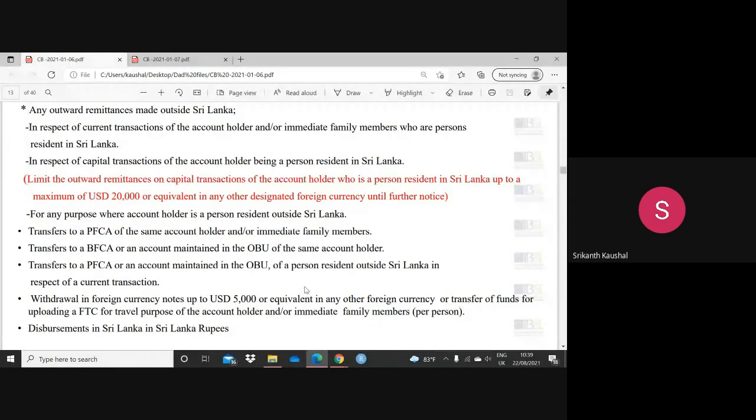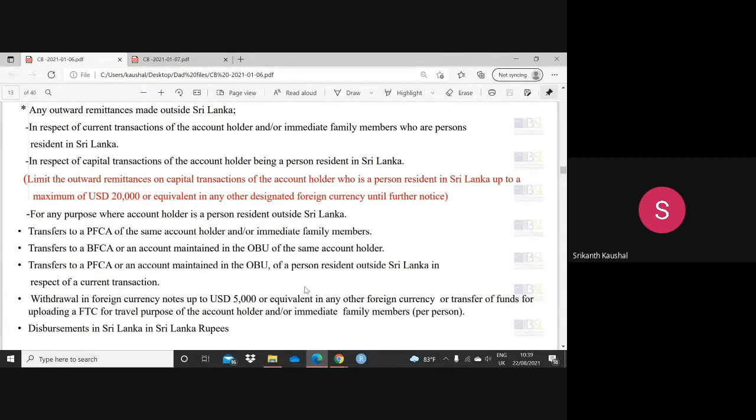Then disbursement in Sri Lanka rupee. So in any foreign currency account, disbursement in Sri Lanka rupee means you are converting your foreign currency deposit into LKR. That is disbursement in rupees, and it is applicable to any foreign currency. So say you have a PFC account, you have $10,000, you need some rupees. So you ask the bank, can I convert $2,000 from my $10,000 into LKR? So that 2,000 can be converted into LKR, but that cannot be reconverted.